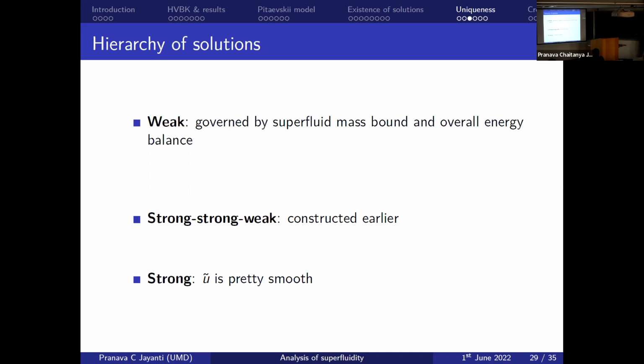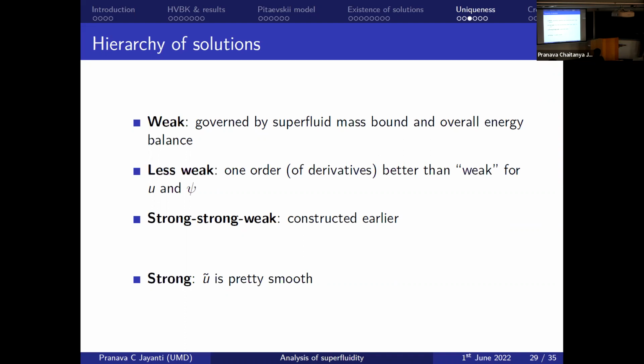So what can we do? What we do is we move a little bit down this ladder and look at less weak solutions. So these are one order of derivative better than the weak solutions from here. Okay. So the velocity and wave function are one order of derivative better. And now for these less weak solutions, we can certainly show less weak-strong uniqueness. But we can actually do better because these have a little better regularity. We can even bring this up the ladder and define moderate solutions, which are less regular than these very smooth solutions, and show a less weak-moderate uniqueness. Okay, so I hope this gives some idea of what's coming next.